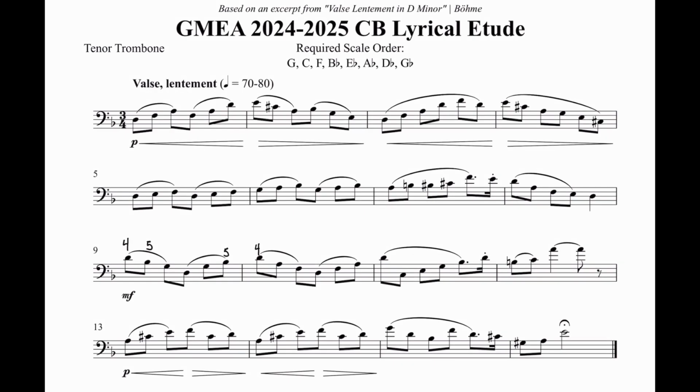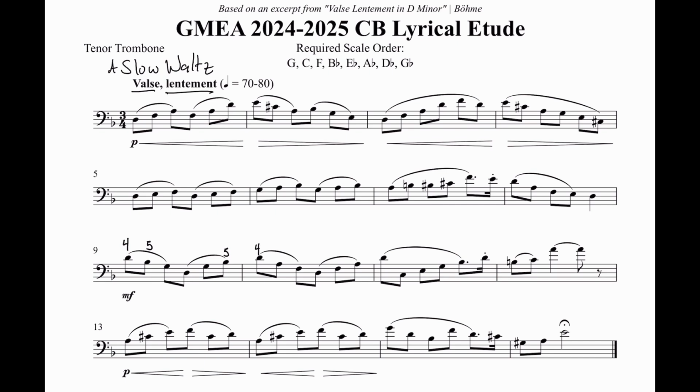Now, the first thing you always want to look at when reading an etude like this is what's in the top left of the music here. We have valse lentament, quarter note equals 70 to 80, 3/4 time, and 1 flat in the key signature. Now, if you don't know what valse lentament means, it's as simple as this. Valse means waltz, and you notice they sound pretty similar too.